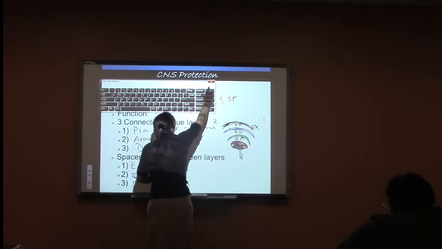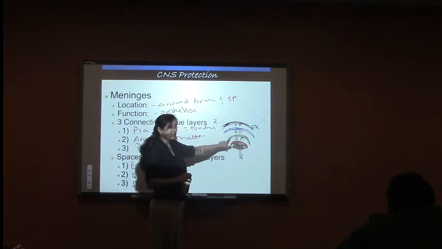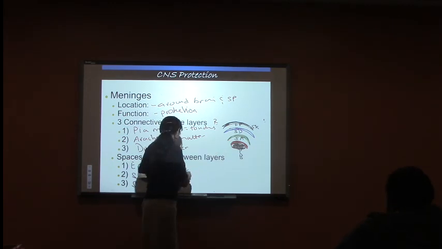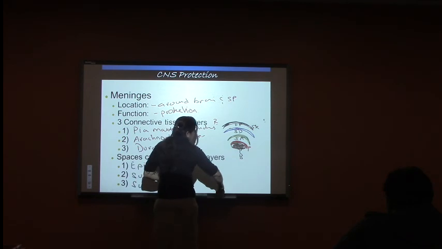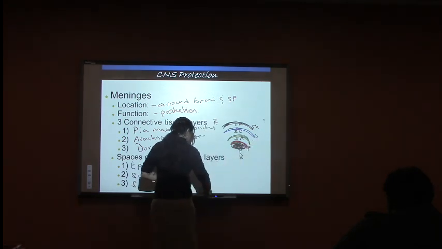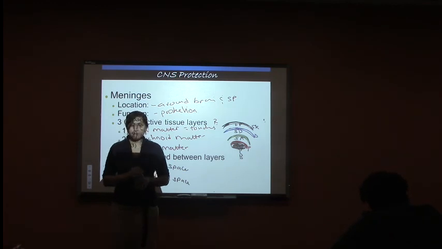Subdural should be on the brain? No, this is arachnoid matter. Oh. So the red is the pia, blue is the dura, and then green is the arachnoid. Does that make sense?